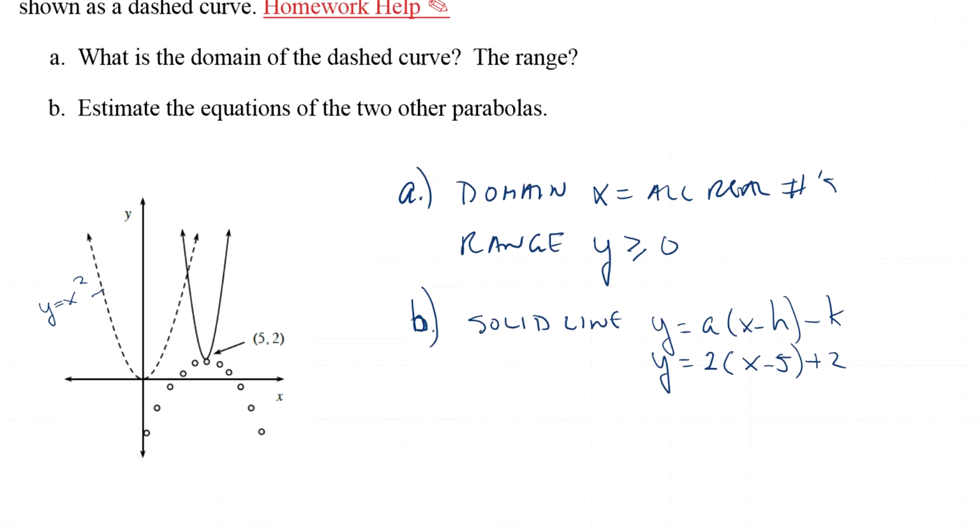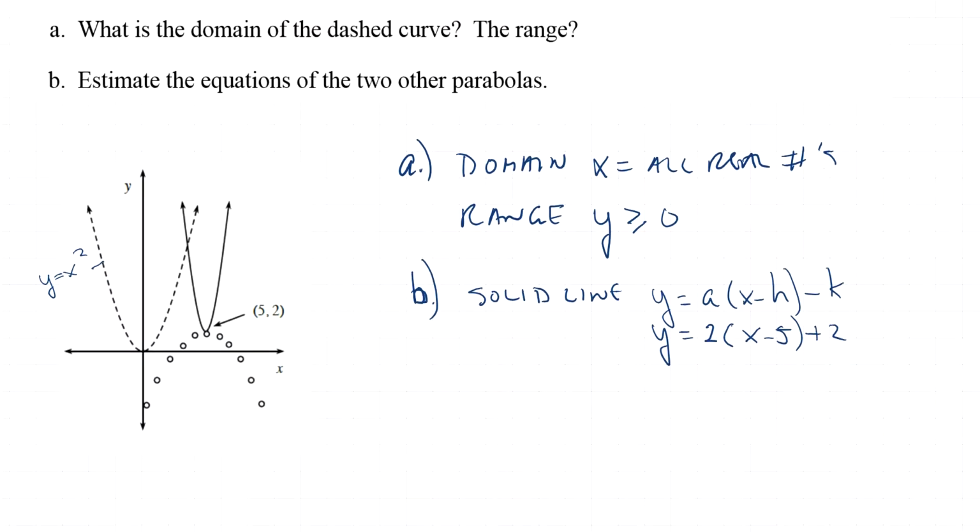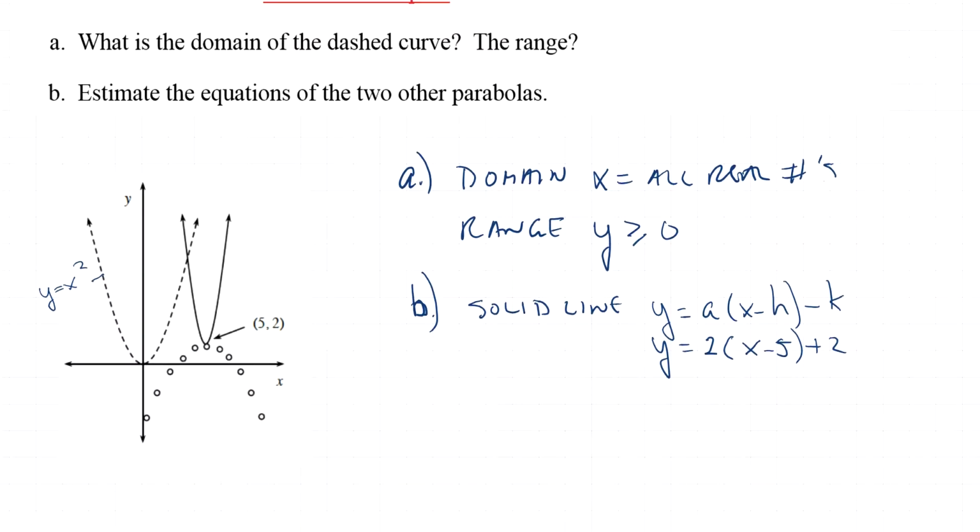And then when I look at the circled graph, okay, so that's the circles. I know the equation is y equals a times (x minus h) squared plus k. Okay, so the first thing I see is it opens down, so I know a has to be negative. I don't know what that is yet.